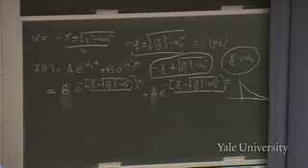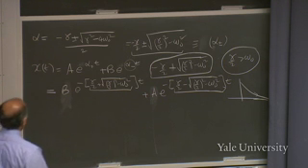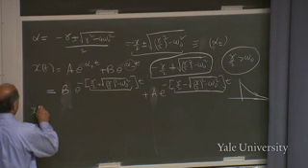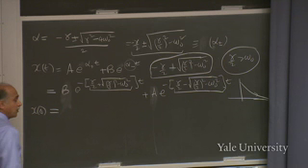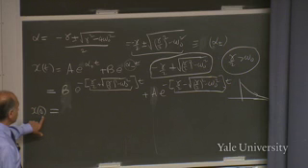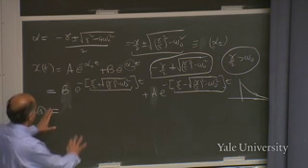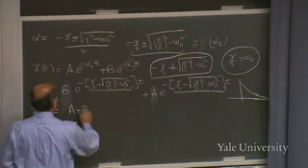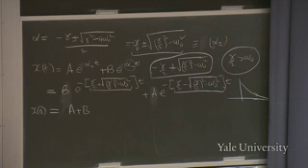And how do I find A and B? To find A and B, what I have to do is to take extra data. One of them may be the initial position, x of 0, given to me as some number. I take the solution and put t equal to 0 and have it match this. If I put t equal to 0, all this exponential vanishes, and I just get a plus b, because e to the 0 is 1. So I already have one condition on a and b. Their sum must be the initial position.